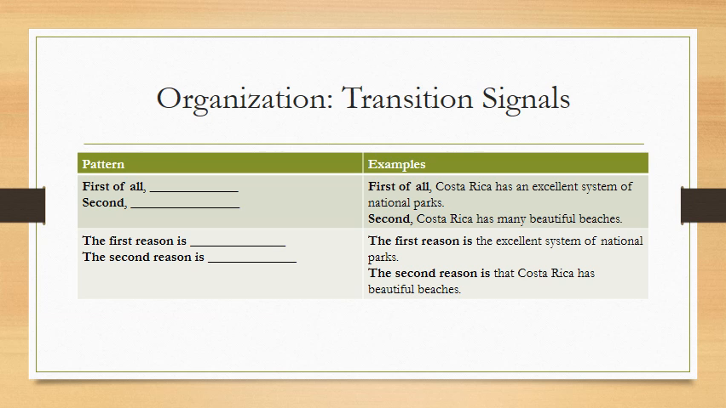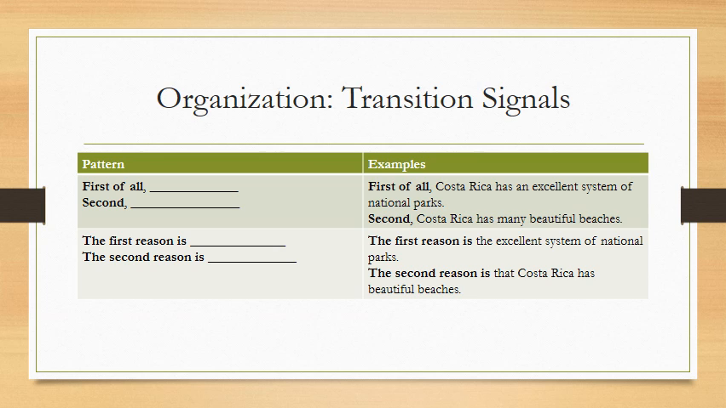All right, so then the last couple of things we want to talk about in this section are the transition signals. Now, we're familiar with these transition signals, first of all and second, and this is the first pattern that's introduced in the book. So we have first of all, and then a comma, and then in this example, Costa Rica has an excellent system of national parks. And second, comma, Costa Rica has many beautiful beaches. So you'll notice with both of these, first of all and second, we have a comma after them.